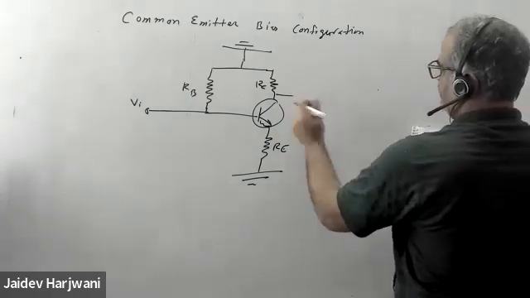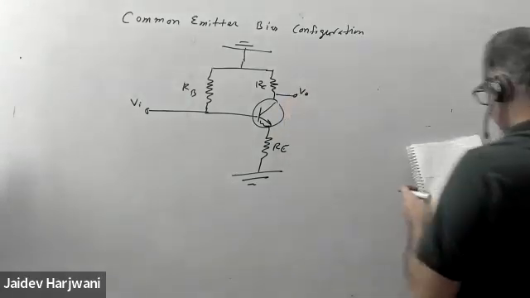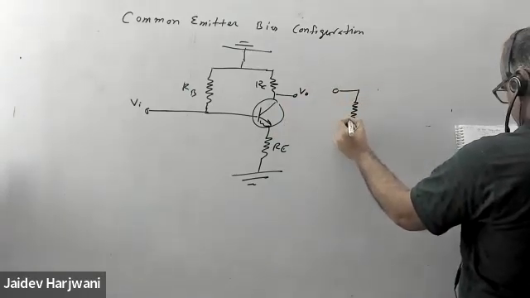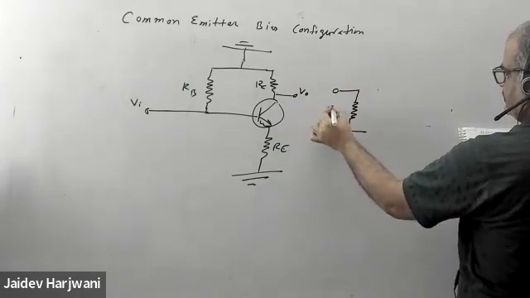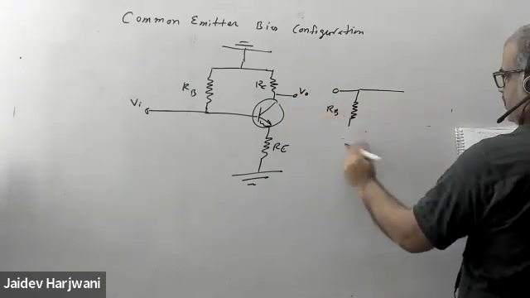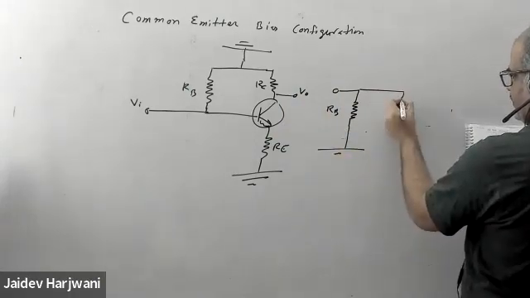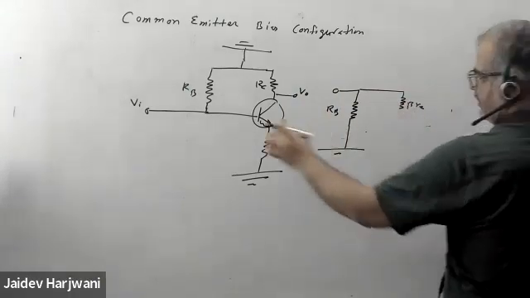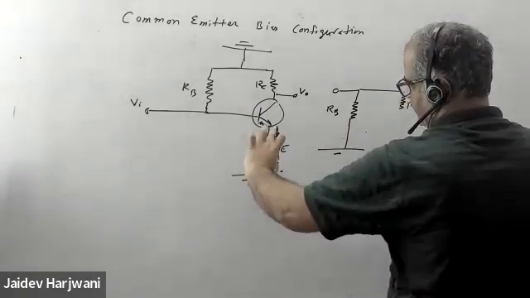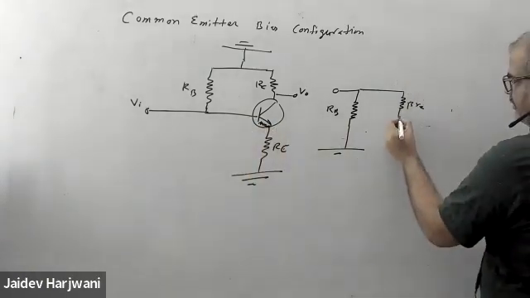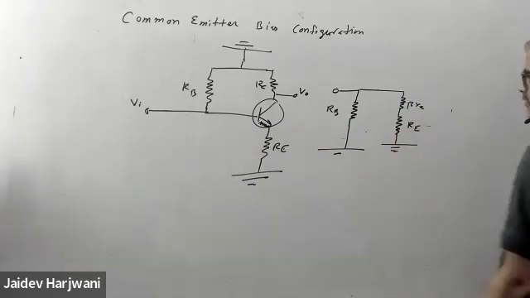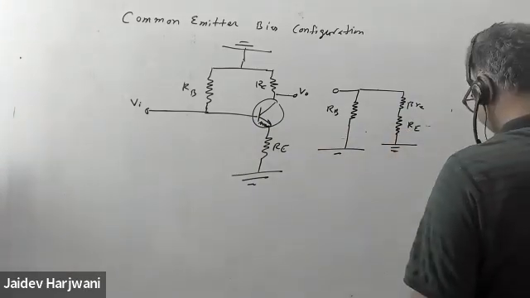So see, this is V naught. The equivalent circuit this time will be V input, RB, then you will have beta RE, this resistance beta RE, and in series this resistance also there. So you have one more resistance RE also there. This is your input.